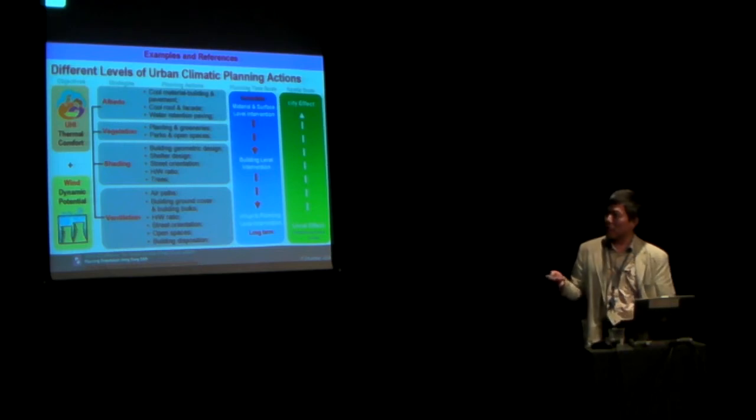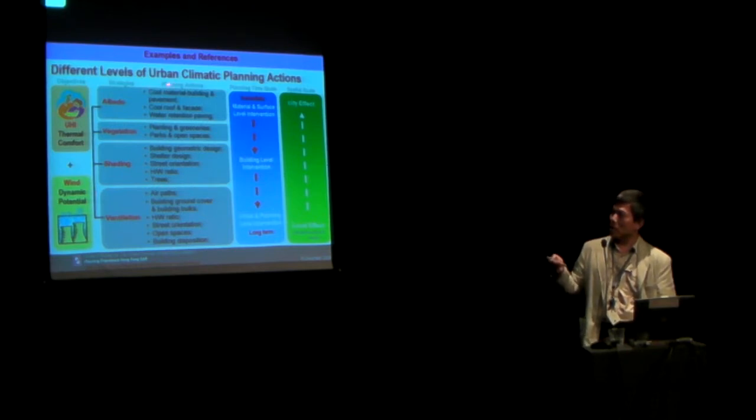What can be done? If you look at heat stress or heat-related urban climate issues, there are only two things that you need to know. One is the heat side of the equation, that's the thermal part of it, and the other one is the dynamic side of it, which is the wind side. These two balance will give you the urban climate conditions of the city.